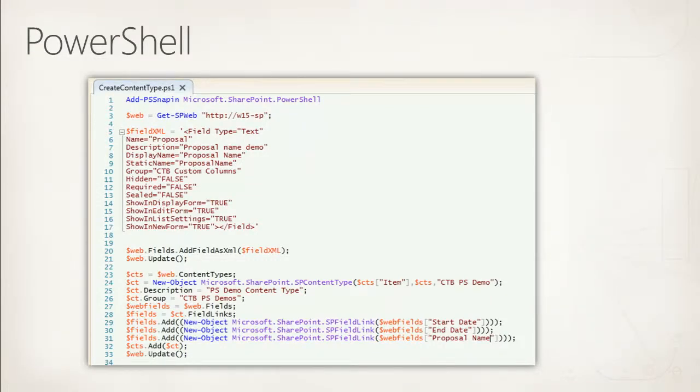Obviously, you can extend this to handle modifications. You probably would want to put some error checking in there to make sure that if the column or the content type exists, you either update it or you give some sort of prompt. In this example, if I run this multiple times with the same name, it'll throw an error and tell me that that column exists or that content type exists. A very basic example of deploying columns and content types via PowerShell.